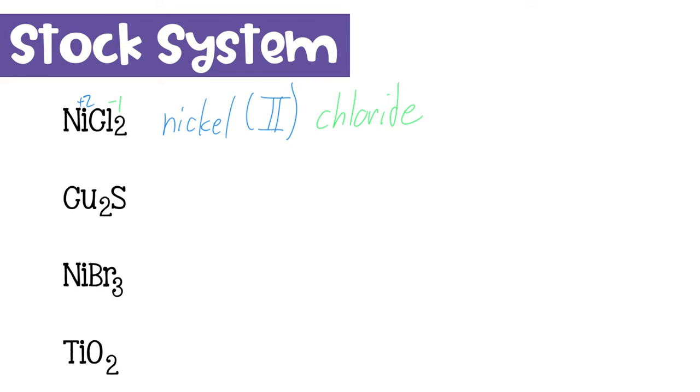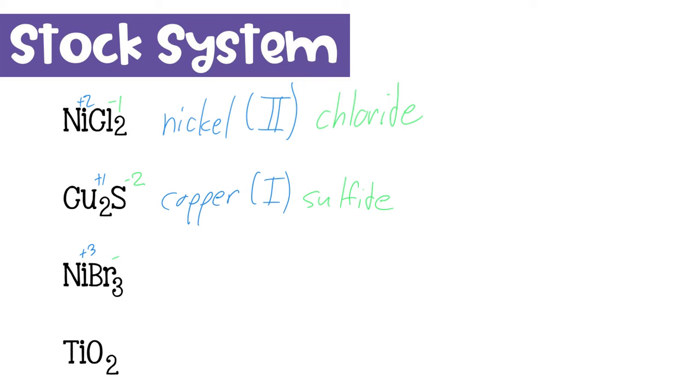Let's consider what happens when we have Cu2S. Well, here, if we uncrisscross our charges, we get Cu has a +1 charge and S has a -2 charge. That means that since copper is our transition metal, we're going to have copper(I) sulfide. Make sure you remember to change the suffix or ending of the second element.